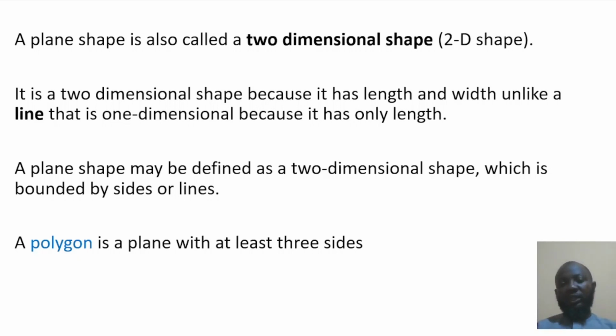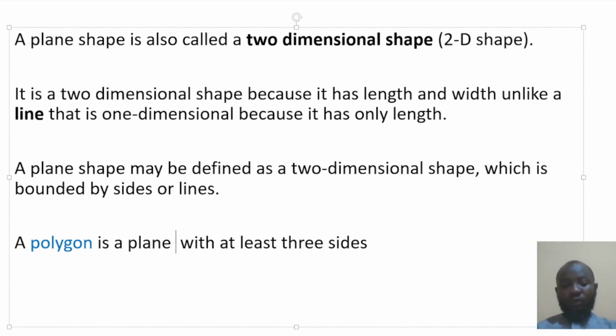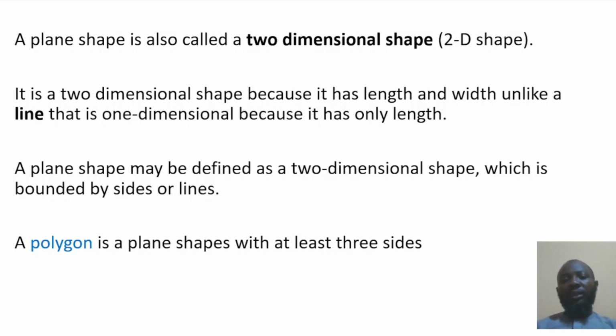Then let's now look at polygon. A polygon is also a plane shape with at least three sides. A polygon is also a plane shape with at least three sides. So that is a plane polygon. When you talk about polygon, I also talk about plane shapes. We are referring to the same thing.